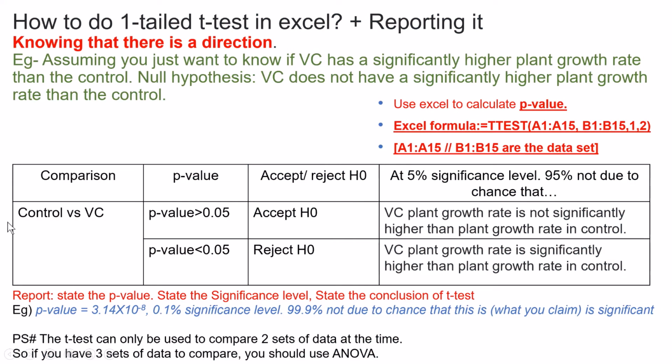Okay, so the format of reporting the one-tailed t-test is that first of all, you state the p-value. So for example, I have a p-value like 3.14 times 10 to the -8. So it's a really, really small value. So I can say that at the 0.1% significance level, 99.9% not due to chance that what you claim is significant. I just want to remind you that a t-test can only be used to compare 2 sets of data at a time. If you have 3 sets of data to compare, then you should use ANOVA.